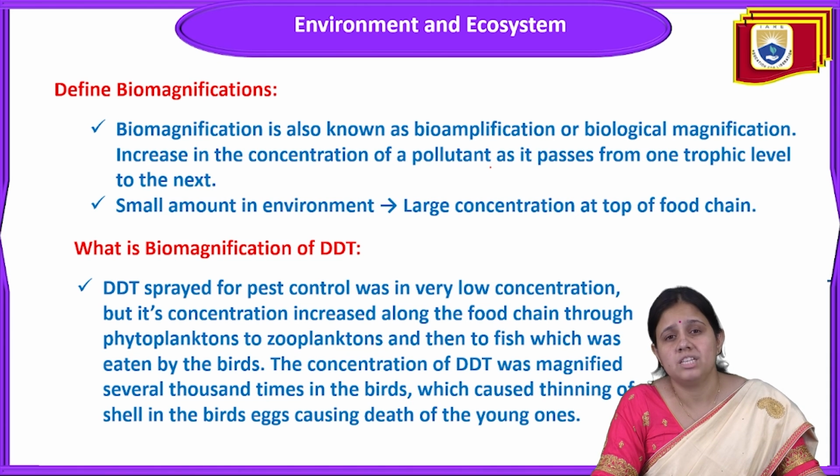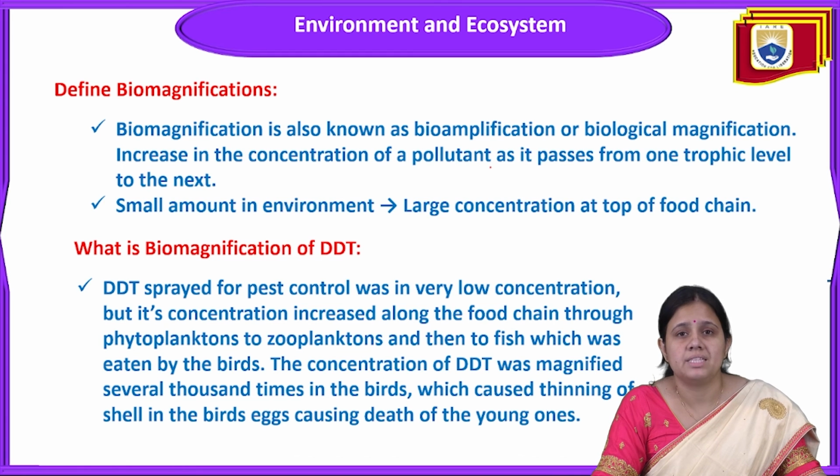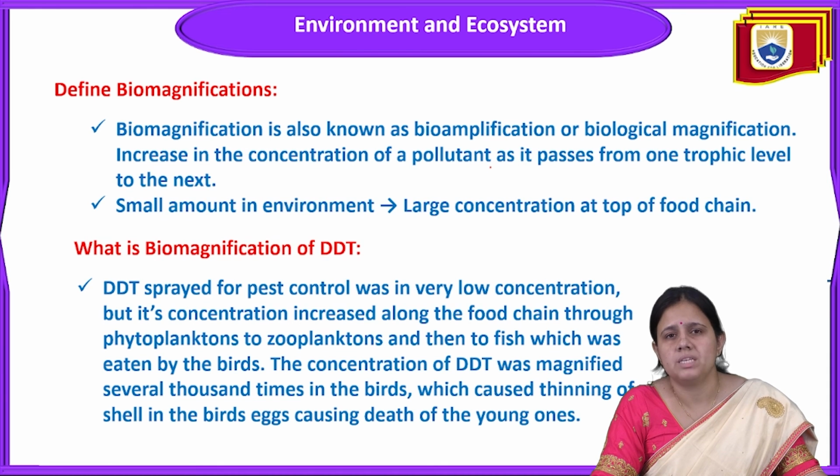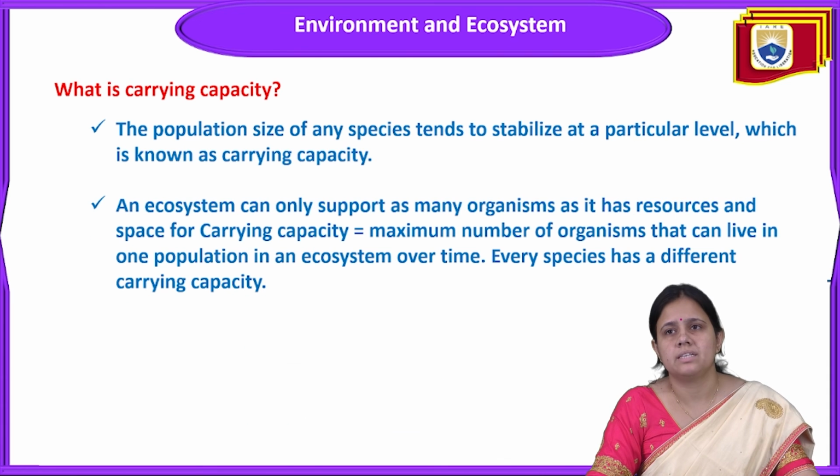it will be consumed by zooplankton and phytoplankton in a very small amount, and then the phytoplankton is eaten by some fish, and then the fish is eaten by some birds. So the concentration of DDT will be magnified several thousand times in the bird, and that causes thinning of eggshells in the birds, causing death of the young ones. So this is about biomagnification, and a very common, very important example of it is DDT. Now comes the next definition, that is carrying capacity.